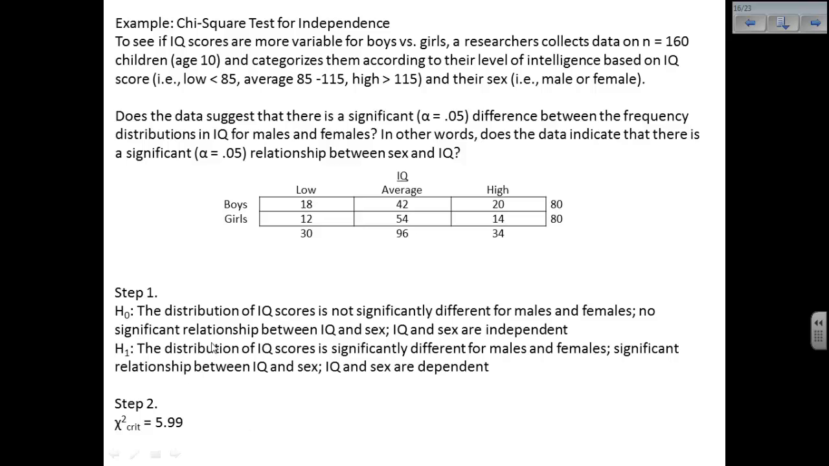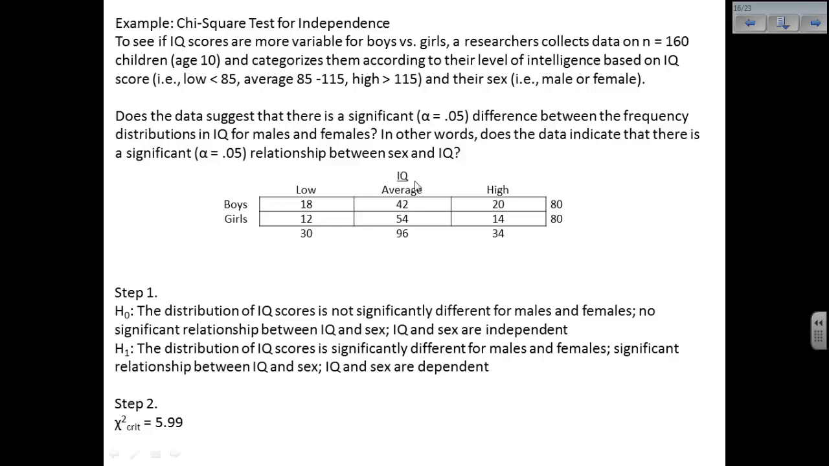Now, one way that you can state the null hypothesis is the distribution of IQ scores is not significantly different for males and females. Or in other words, the distribution of Y is not significantly different based on X. So we typically want to assign the independent variable, variable X, to the left side here, so it'll be the basis for the rows, whereas the dependent variable, in this case IQ, is usually what distinguishes the columns. So X here, Y here.